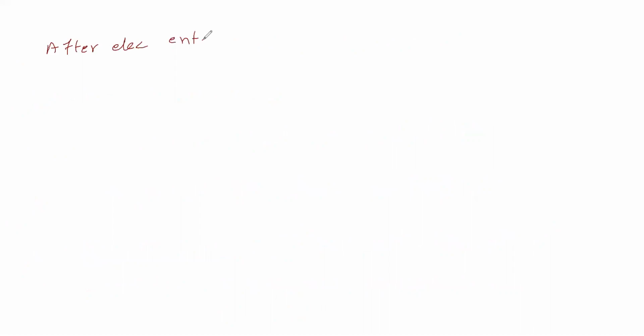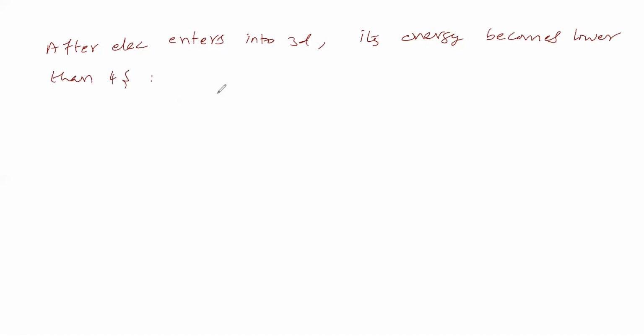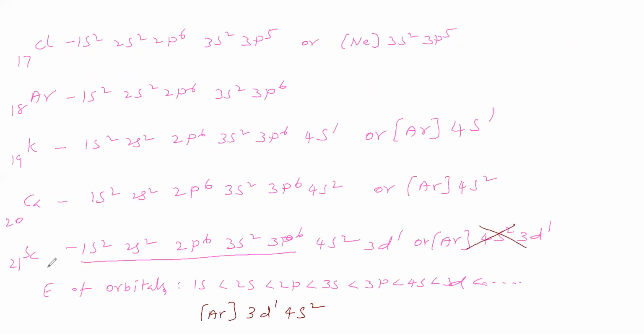an electron enters into 3d, its energy becomes lower than 4s. Therefore, the energy of 3d is less than the energy of 4s. Therefore, the configuration of scandium is argon 3d1 4s2.